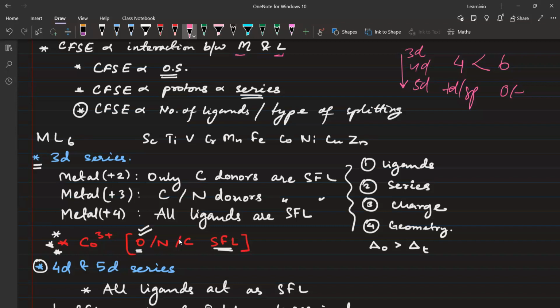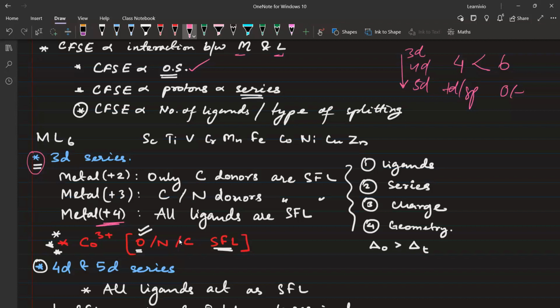So in ML6, you will have to look at whether the metal atom is from the 3D series. If the metal atom is from the 3D series, then all ligands will act as strong field ligands, because CFSE will be very high, not because of the ligand but because of the oxidation state, as we have seen that it is also proportional to the oxidation state. The oxidation state is so high that it is attracting the ligand very effectively, and that is why the CFSE is very large. If the CFSE is large, I will assume the ligand is strong field.